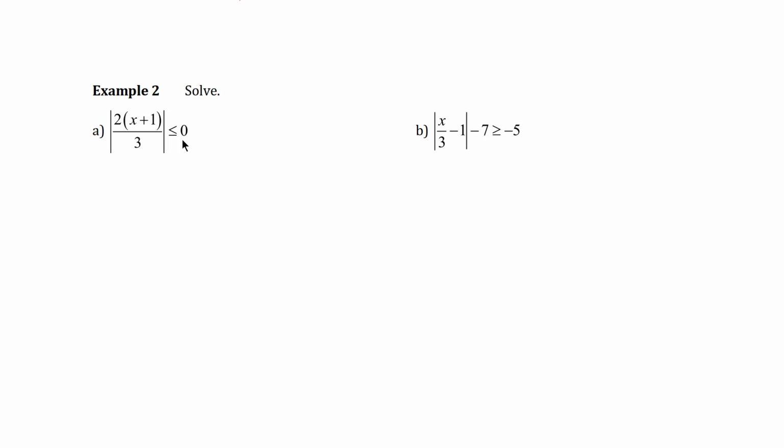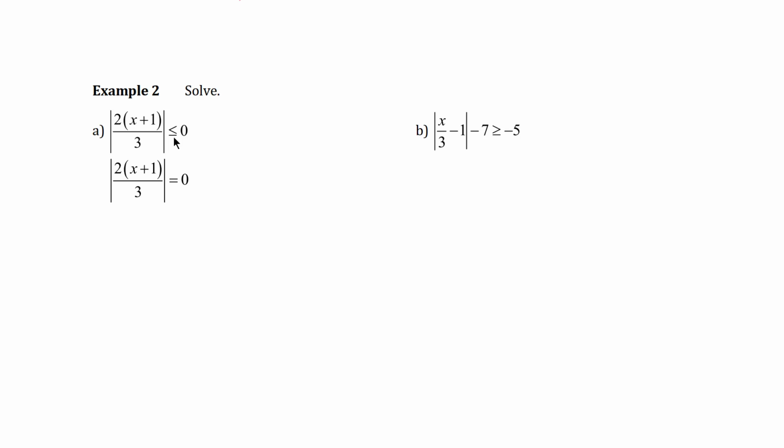In this section, the rules that we went over only apply when a is positive. In this case, we have a value of a which is 0. So let's analyze this a little bit further. The inequality symbol less than or equal to implies that there's two different situations that we have here.